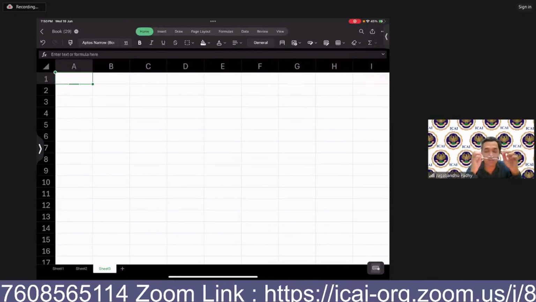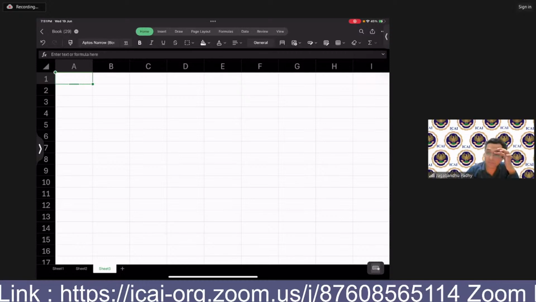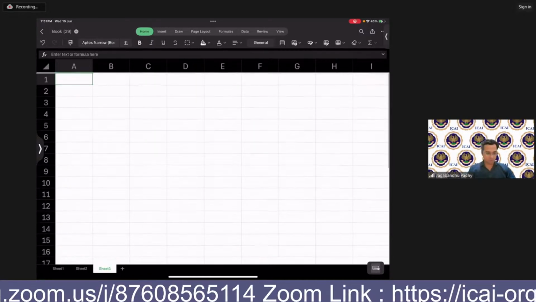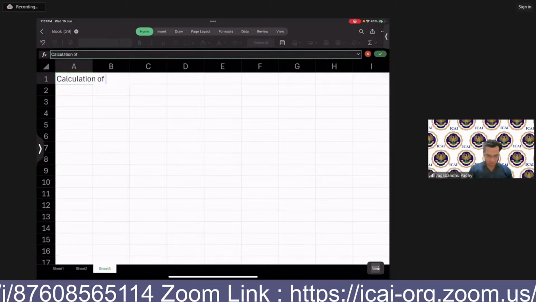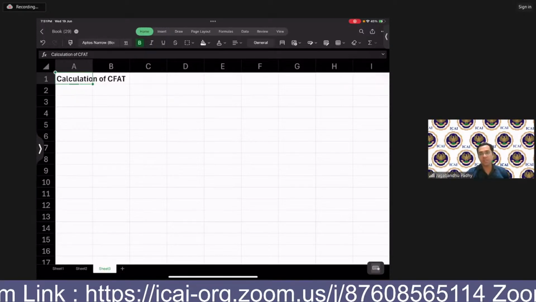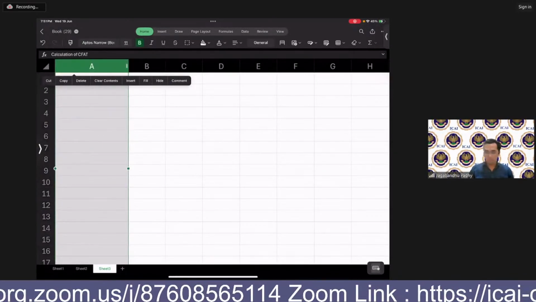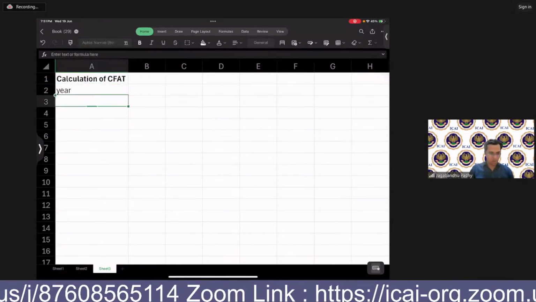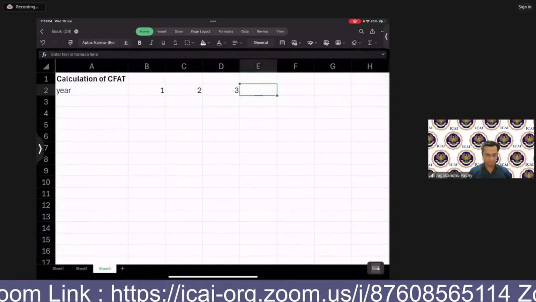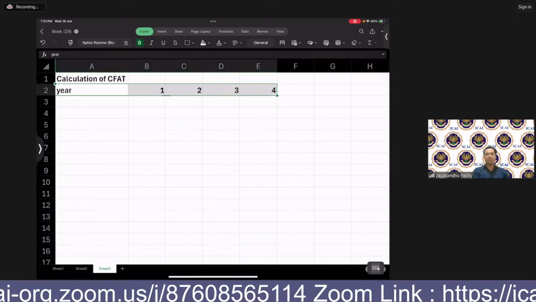So the first thing that we are going to do is cash flow after tax. Okay, so we are going to see what is the cash flow after tax. Say calculation of CFAT. CFAT stands for cash flow after tax. So this is nothing but the operating profits that we are talking of. So we start with year. Year ranges from 1, 2, 3, 4, 4 years. Now in each of these 4 years, what all operating cash flows you are going to have, considering the profit that you will have to calculate.